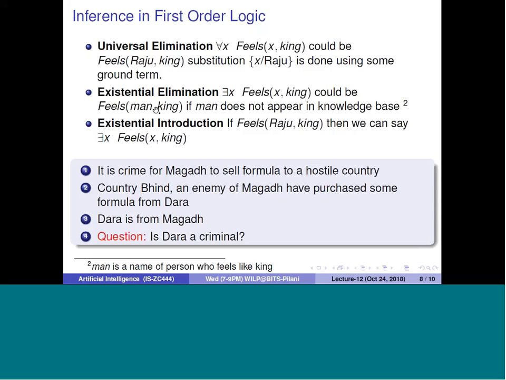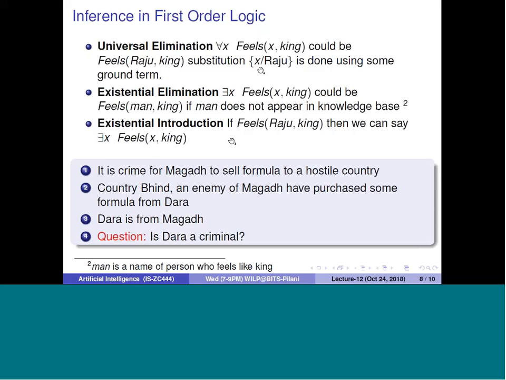Because there exists X means what? You want to find out someone. So let's assume that his name is man. You can put his name and find out his name at a later point of time. Our overall objective is that at the end you will be finding out there is someone. Existential introduction is the reverse of this: if you say there is Raju king and at that point you reach the conclusion, then you can remove this part, because you know that he is not in my database. You can say that there exists X who feels king.